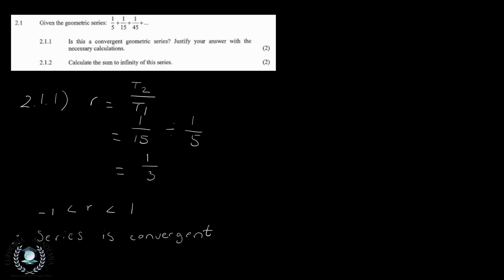As we substitute that, we're going to see that that is essentially going to be 1 over 15 divided by 1 over 5, and our result is going to be 1 over 3. Now this 1 over 3 is actually in between -1 as well as 1. Therefore, we know that if it's in between, the series is convergent. Just like that, we answered the question.